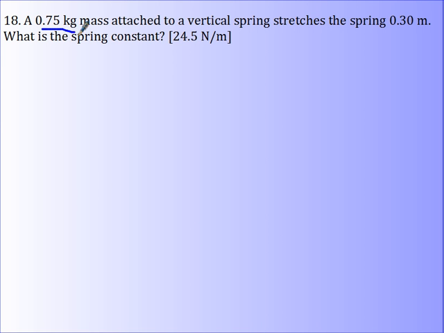Now if I have a 0.75 kilogram mass, okay, I don't like the way I'm doing this, let me start over. This is my mass, so m is 0.75 kilograms. It's attached to a vertical spring, so this is again a vertical spring. It stretches the spring 0.3 meters, so now delta y is 0.3 meters. What's the spring constant?